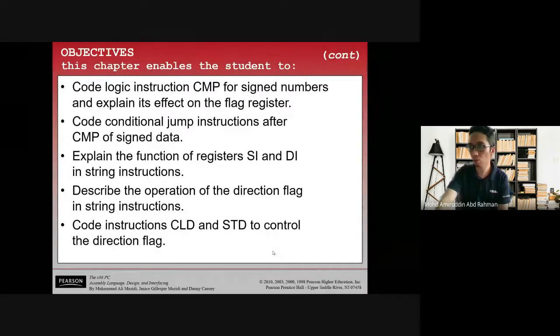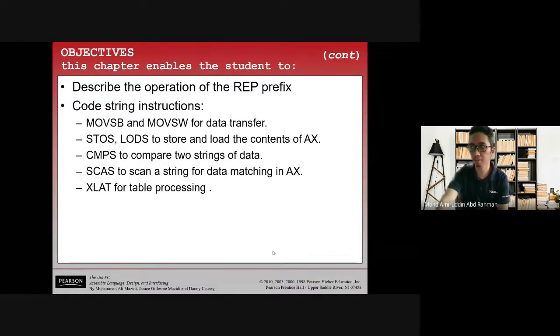And then the rest: you also have compare, CMP, and CLD and STD, instructions to control the direction flag. And then you also have more instructions there, for example, for table processing, you have XLAT.